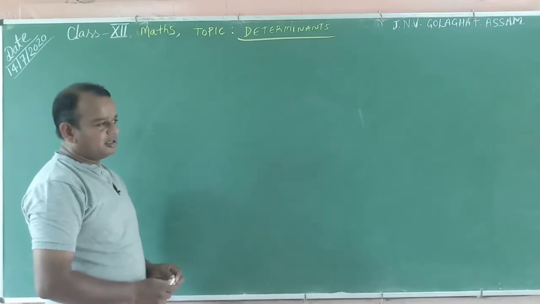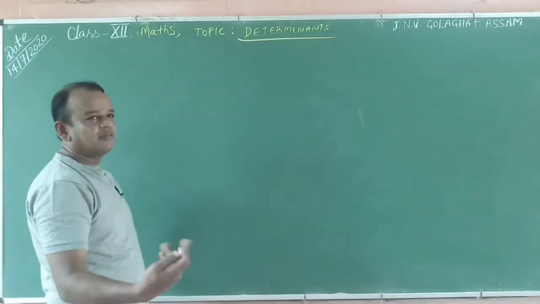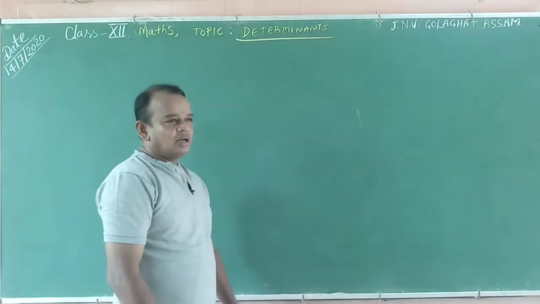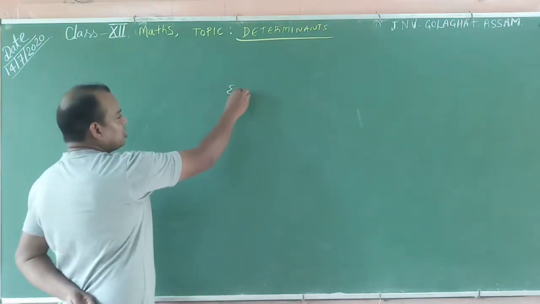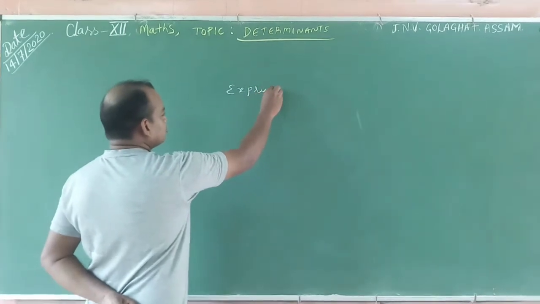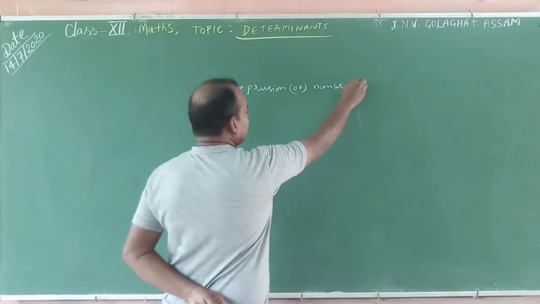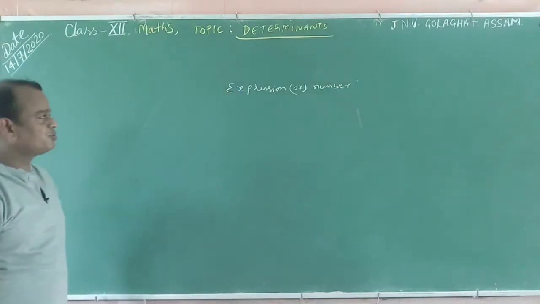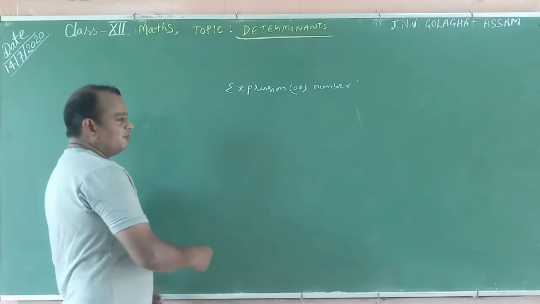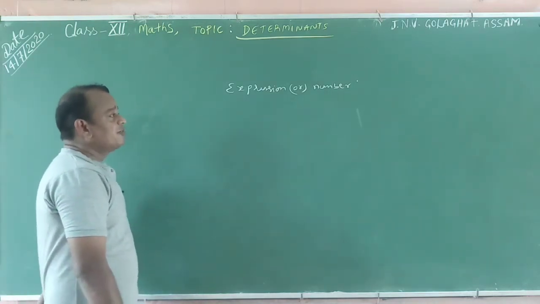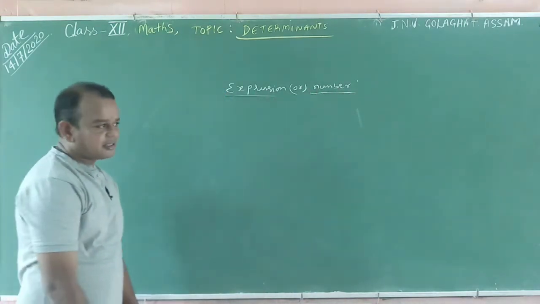Every square matrix can be associated with, that is, converted into, an expression or a value, or a number. Every square matrix can be associated with an expression or a number, which is called the determinant of the square matrix.